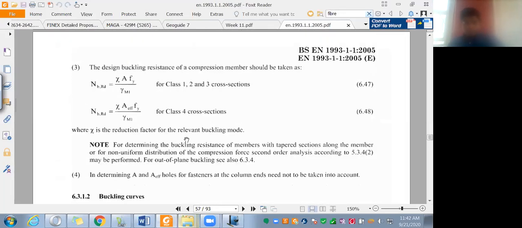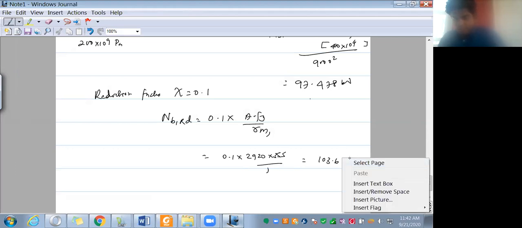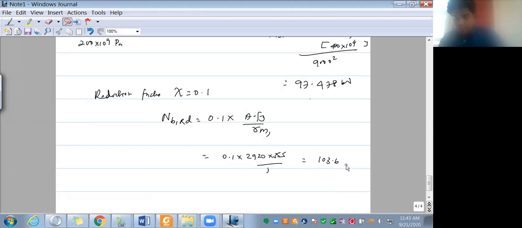So that is 0.1 into 2,920 into 355 over 1. So that is how much? 2,920 into 355 times 0.1, so that is 103.6 kilonewton is the buckling capacity.